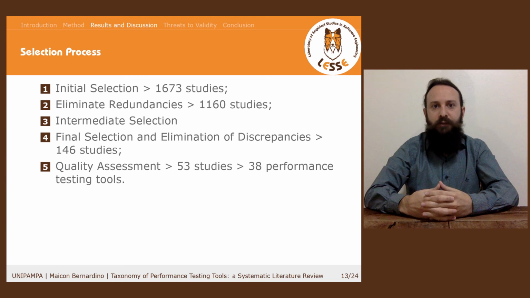Our selection process was defined in 4 steps. Initial selection, resulting in 1673 studies. Eliminate redundancies, resulting in 1160 studies. Intermediate selection and final selection and elimination of discrepancies, resulting in 146 studies. The last step, quality assessment: we formulated quality criteria to assess the studies in the last steps, resulting in 53 studies, identifying 38 performance testing tools.